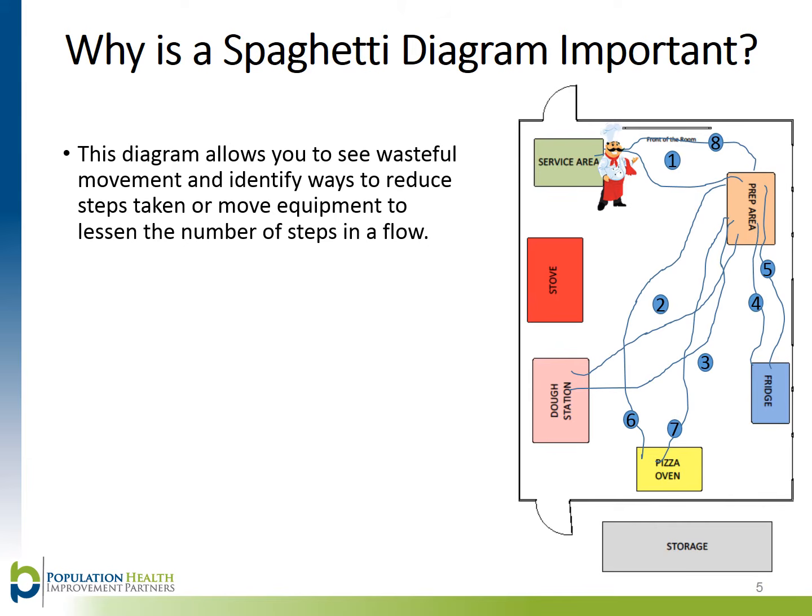A spaghetti diagram allows you to see wasteful movement and identify ways to reduce steps taken or lessen the number of steps in a flow. This can include combining or reducing steps in a process, moving equipment to a more central location, and even moving room layouts when able.